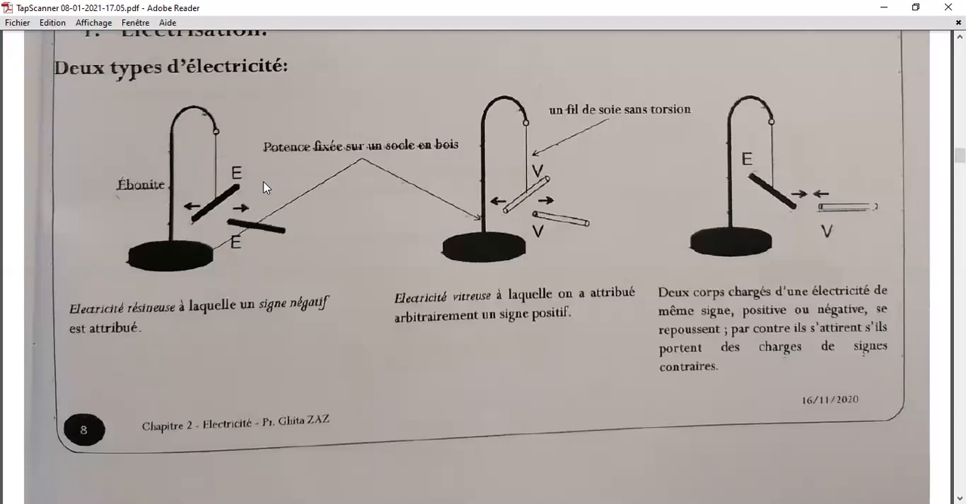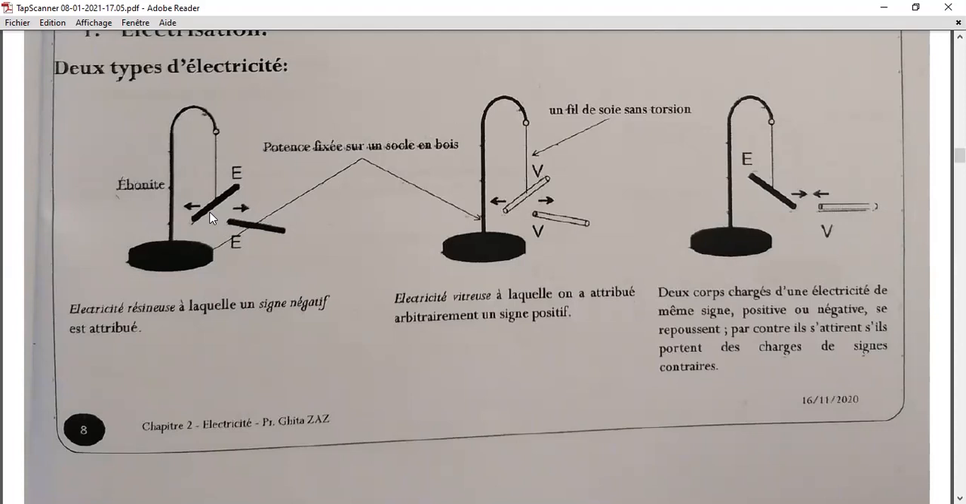When they were trying to define these two types, they tried to make up an experiment in such a way. In this experiment, they got ebonite and also the verre. They got two ebonites which had been rubbed. One they put on the water on the stand, and the other one someone was holding. They tried to bring the two ends which were charged together.